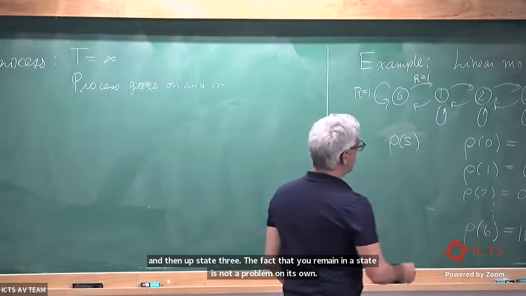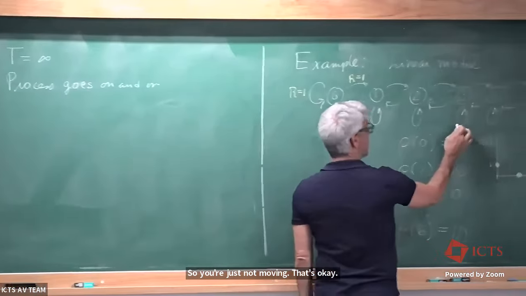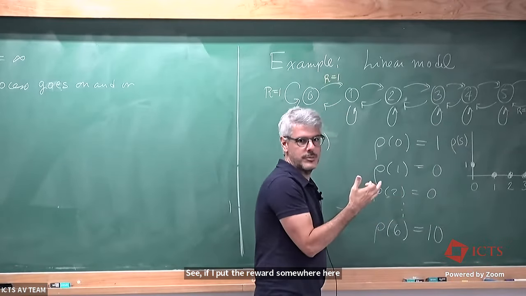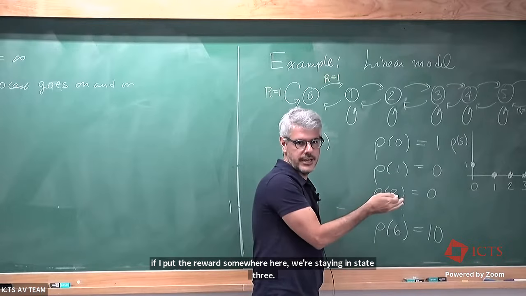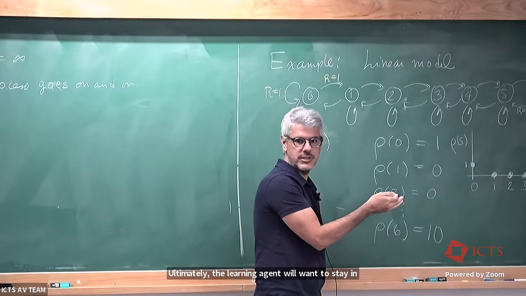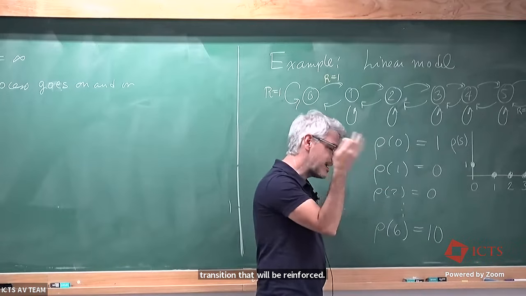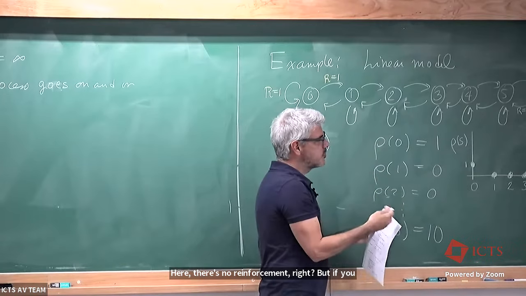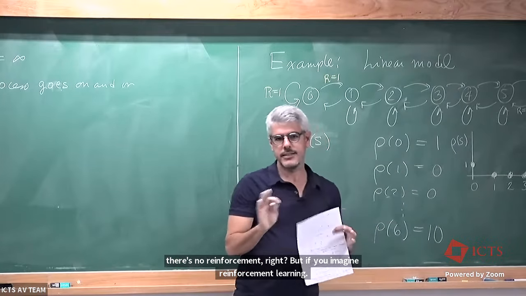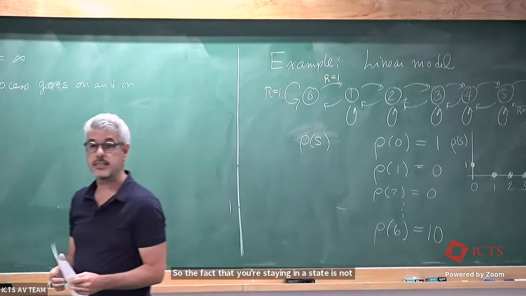See, if I put the reward somewhere here for staying in state 3, ultimately the learning agent will want to stay in state 3, right? So that's a possibility, a transition that will be reinforced. Here, there's no reinforcement, right? But if you imagine reinforcement learning, the fact that you're staying in a state is not a problem on its own. It's not terminating.